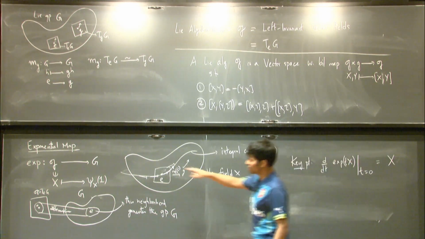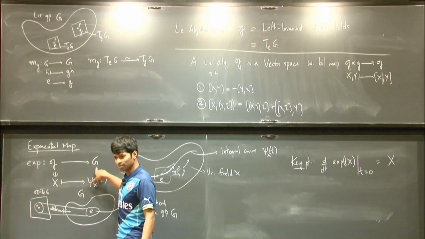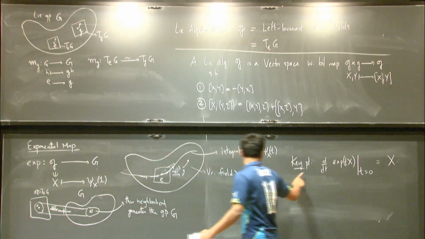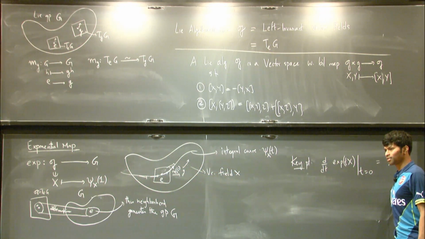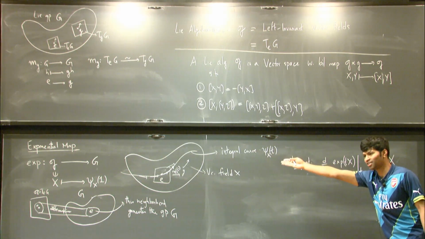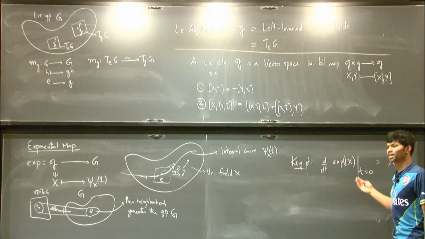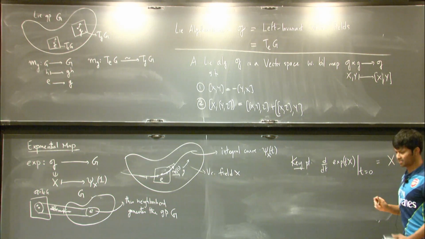So the exponential map is a way to go from the Lie algebra to the group. And this is the way to go back. Okay. So if you want to make an argument on the Lie algebra side and move forward, you use that. If you want to make an argument on the Lie group side and move back, you use this.